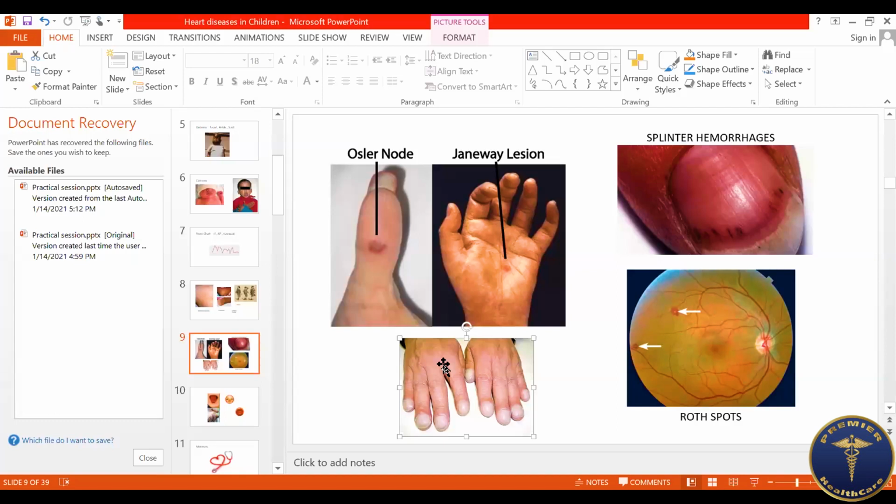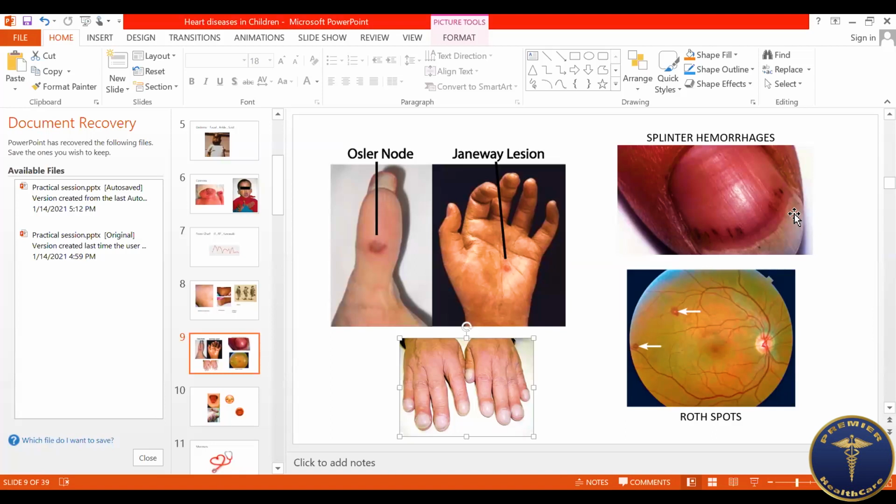Right? And then you can see something called Janeway lesions. And then you can see funny shaped fingers, right? This is called finger clubbing, right? Fingers are swollen and there is some bumpy appearance on the nails. So this is called finger clubbing. And then you can see some small hemorrhages just under the nail bed. What is this? This is called splinter hemorrhages. So if you see those, you know that you are dealing with a particular heart problem.